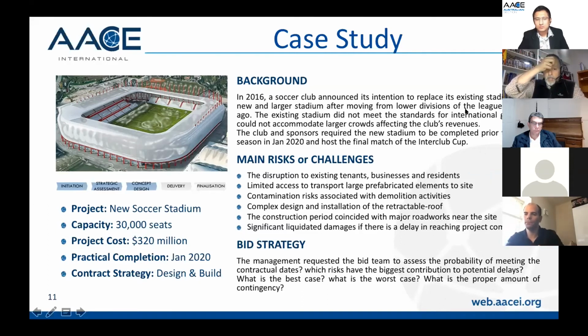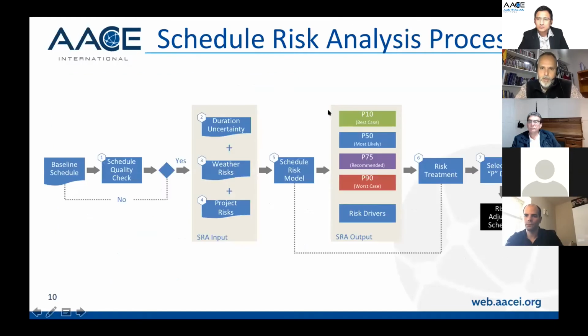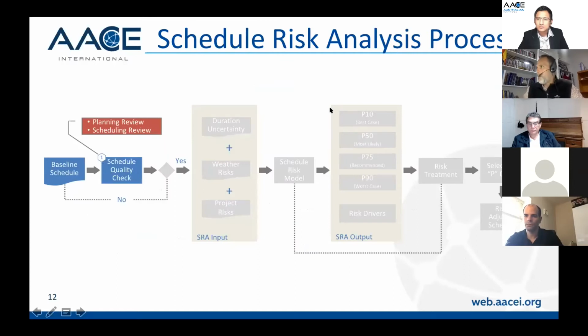For the bid strategy, the management requested the bid team to assess the probability to meet the contractual date, and which risk had the biggest contribution to potential delays. They want to know the best case, the worst case, and then what is the proper amount of contingency that we need to put in the program. So based on that, we started with the process.